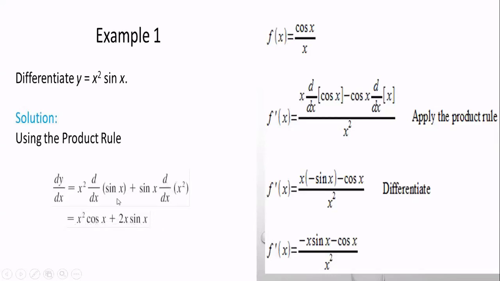U upon V form: square the bottom, x square. Keep x, and differentiate cos x, which gives minus sin x. Then minus cos x times d over dx of x, so it should be 1. So the result should be minus x sin x minus cos x over x square, right?